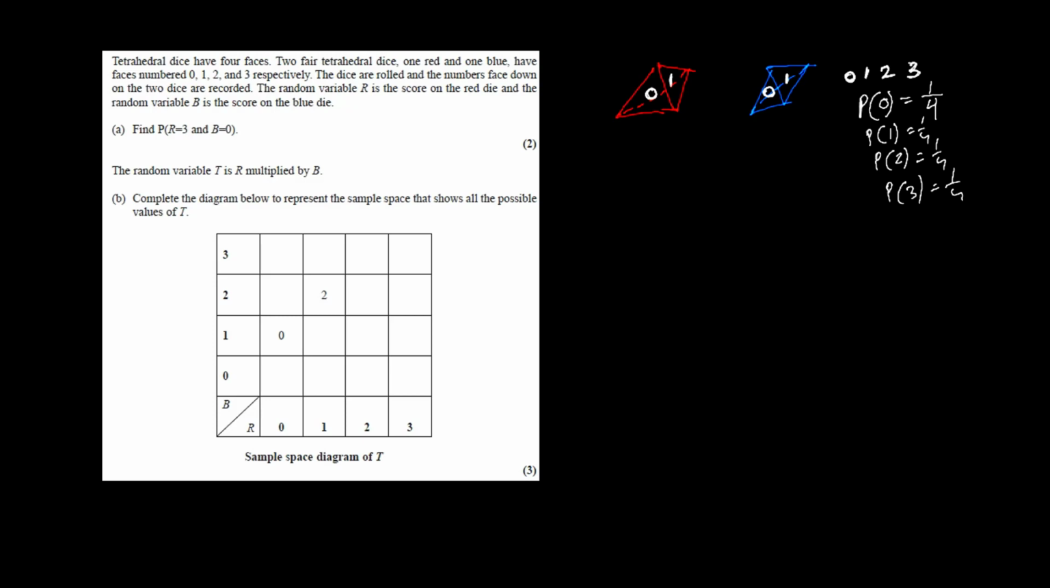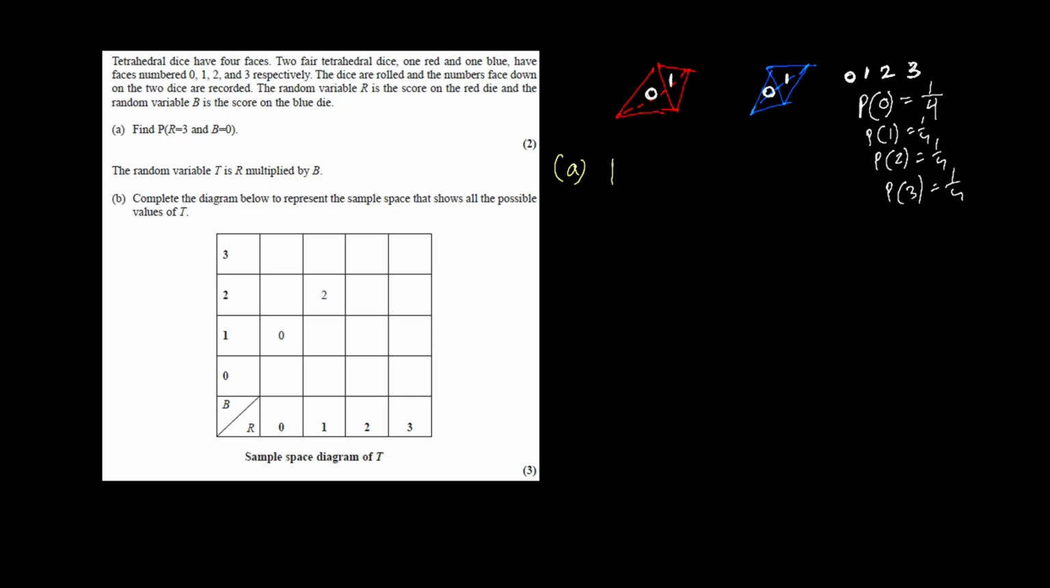So the dice are rolled and the numbers face down on the two dice are recorded. It means you just throw the die and you just record the number. The random variable R is the score on the red die, so R for red, red score. And the random variable B is the score on the blue die, so blue score.